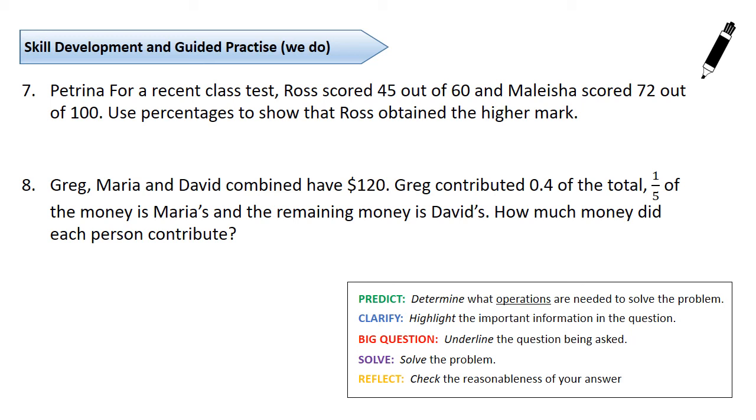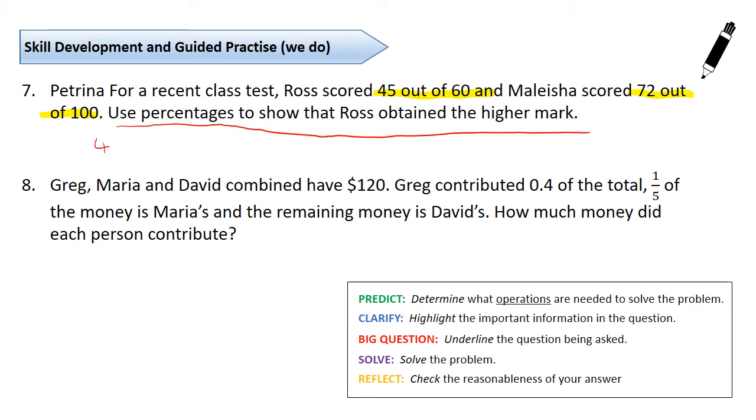Alright, Petrina for a recent class test scored 45 out of 60. Some important information. Malisha scored 72 out of 100. Use percentages to show that Ross obtained a higher mark. So that's what the question is actually asking us to do.